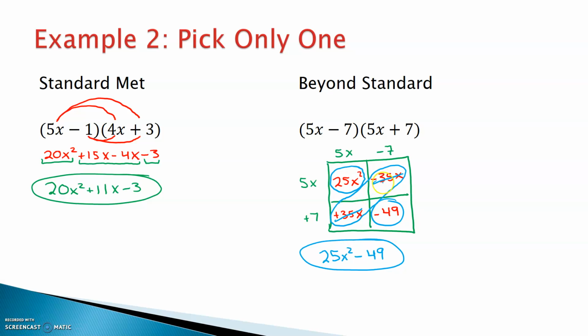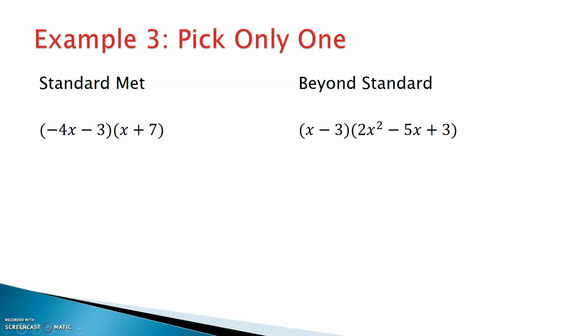Sometimes you will get terms in the middle like that that cancel out, but again, one has to be positive, one has to be negative, so watch out. All right, guys, try the third example here. Again, all you have to do is pick one. I have a binomial times a binomial, or I have double distribution, but this time I have a trinomial. See if you can figure that out. All right, pause the video. When you're ready, hit play.